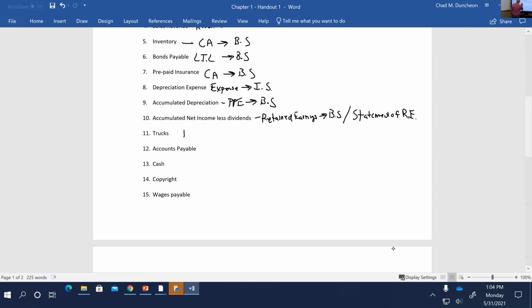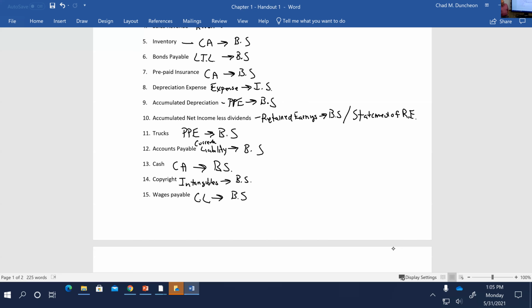Trucks are property, plant, or equipment, which is found on the balance sheet. Accounts payable is a current liability, which is also found on the balance sheet. Cash is a current asset found on the balance sheet. Copyrights are intangibles, but that is also an asset found on the balance sheet, and wages payable is a current liability found on our balance sheet.